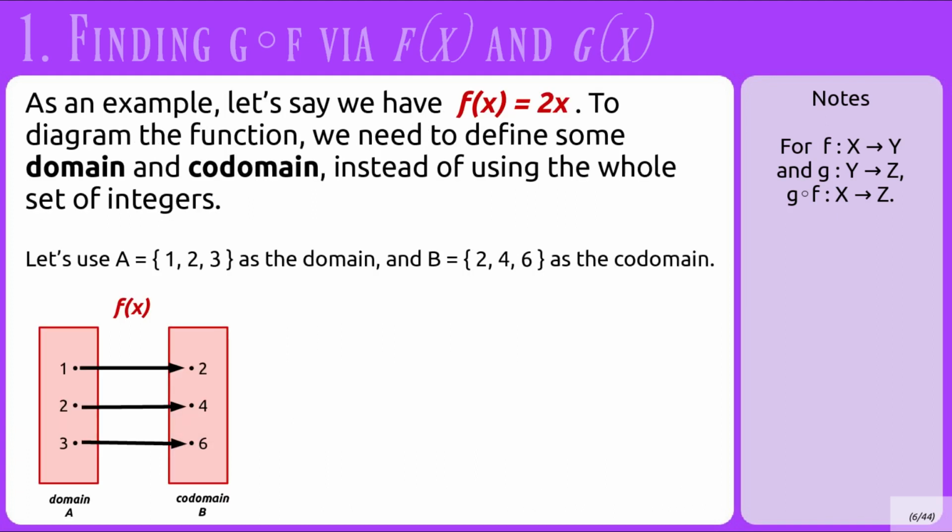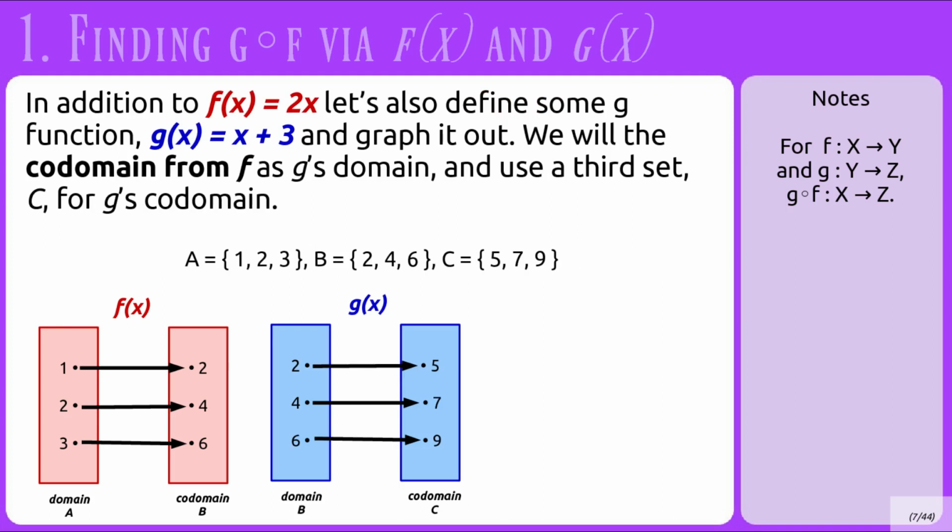So for example, let's say we have f of x is equal to 2x. To diagram this function, we need to define some domain and codomain. So instead of using the whole set of integers, let's just say that A is the set that contains 1, 2, and 3, and B is the set that contains 2, 4, and 6, with the domain being A and the codomain being B. The diagram would look like this.